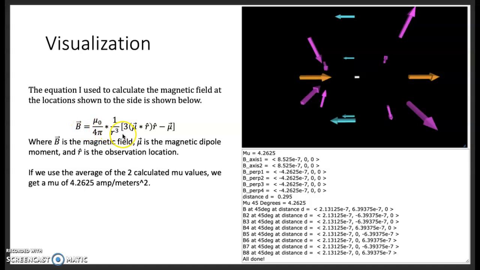I used this equation to create a computational model to model the magnetic field at different locations and orientations. You can see that the largest is the axial one, and the smallest is the perpendicular one, and the off-axis is somewhere in between those two. I also used an averaged mu value between the off-axis one we calculated and the other one we calculated to get a more accurately calculated experimental value.